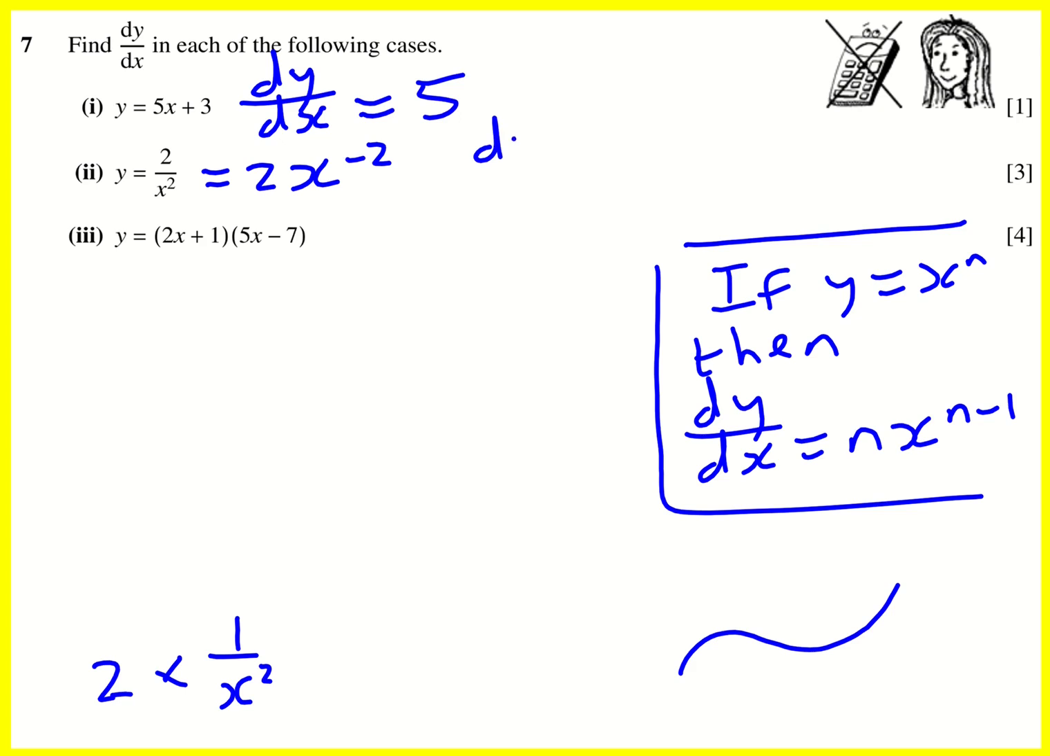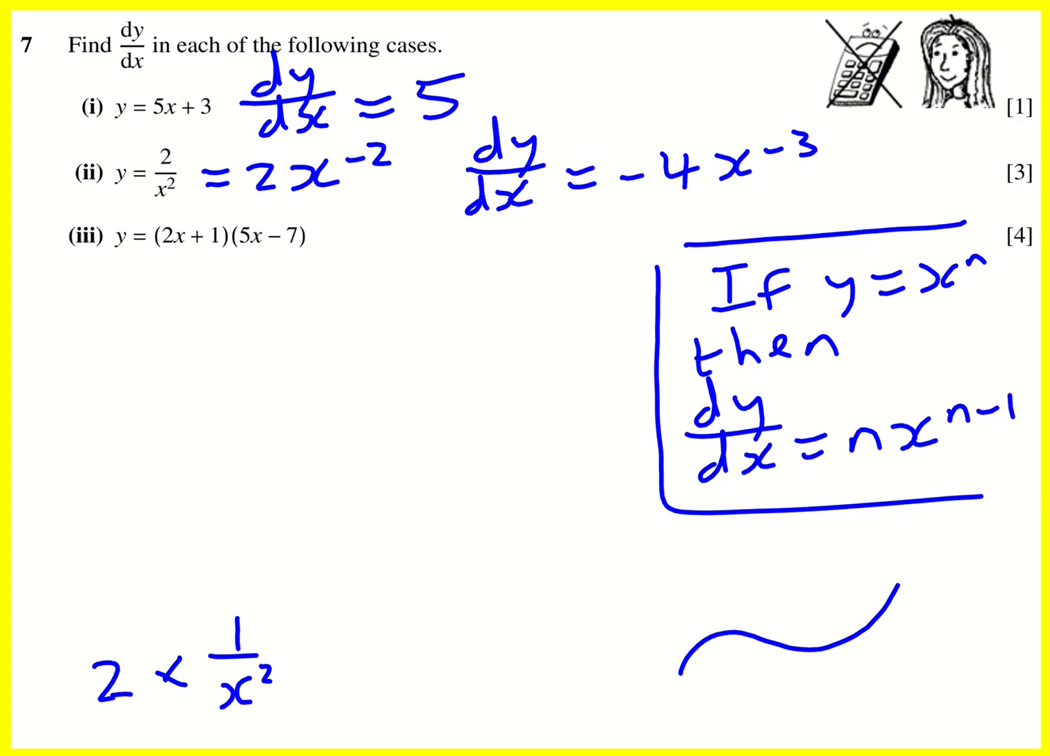So now dy by dx. I'll bring the power down. I didn't put a k here, but when you have a constant, you just carry on through. So bring the power down, minus 2. So 2 times minus 2 is minus 4. So minus 4x to the minus 3. You could write that as minus 4 all over x cubed, but it's fine to leave it like this.